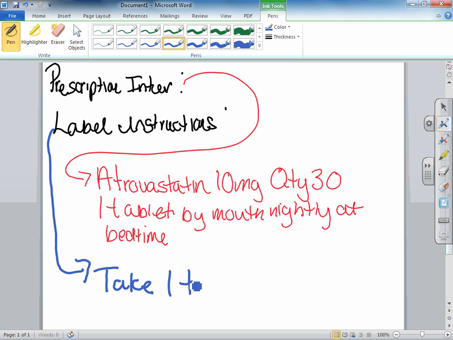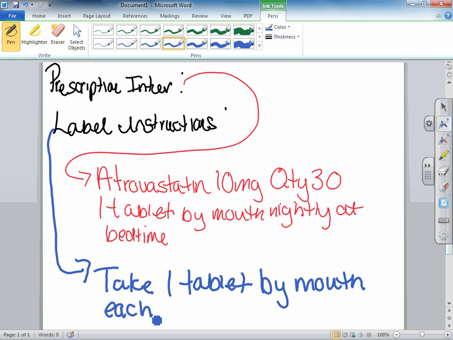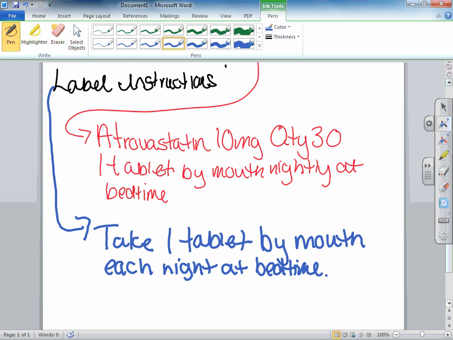take 1 tablet by mouth each night at bedtime. All right. You could also say take 1 tablet by mouth nightly at bedtime. Doesn't matter. But the key is that you're using the format I told you by providing the verb.